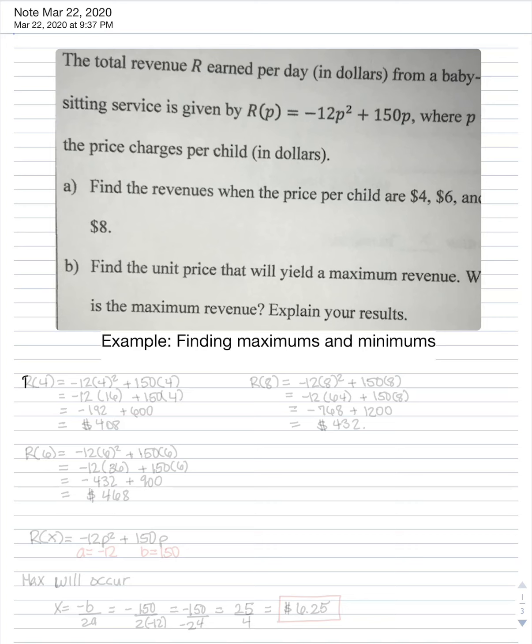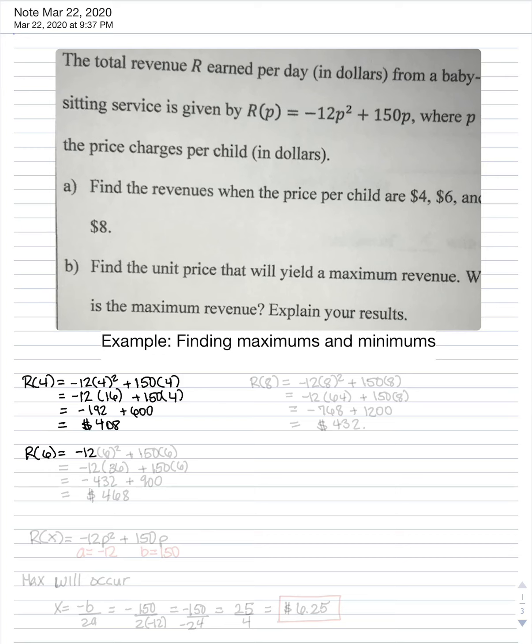So what we have is that R of 4 is equal to negative 12 times 4 squared plus 150 times 4. So that's negative 12 times, now 4 squared is 16, plus 150 times 4. So then this gives us negative 192 plus 600, and that simplifies to be positive $408.